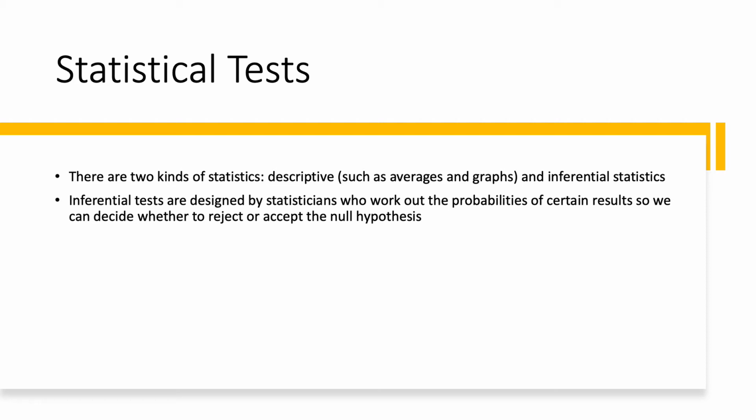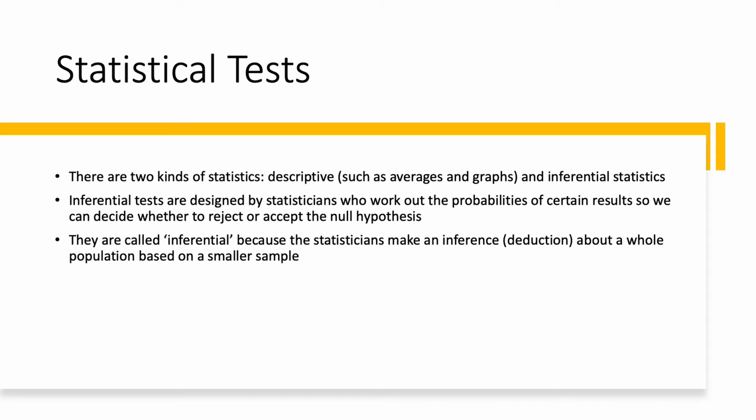And being able to decide whether we can accept or reject the null hypothesis is key to answering any question about statistical tests correctly. They're called inferential because we make inferences about a whole population based on a small sample. It's impossible to test a whole population. So we do a smaller sample, and if the results are significant and the difference between the results are big enough, then we can assume that the same is true for the whole population.